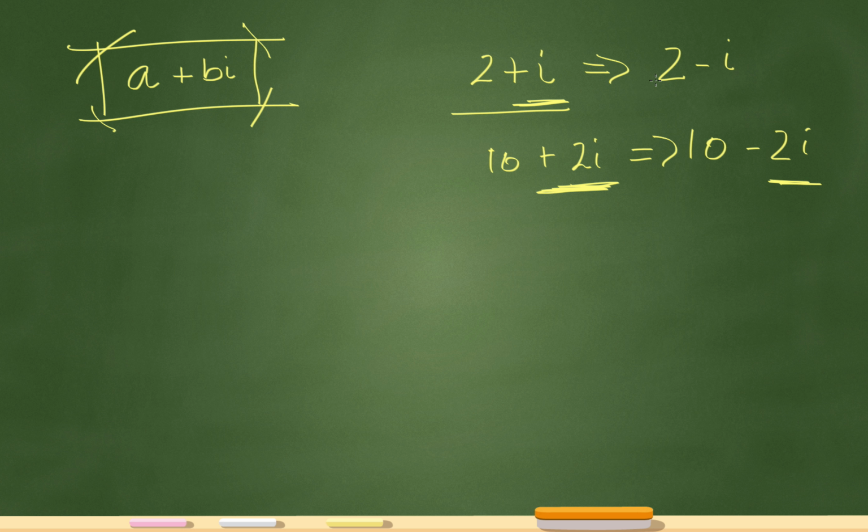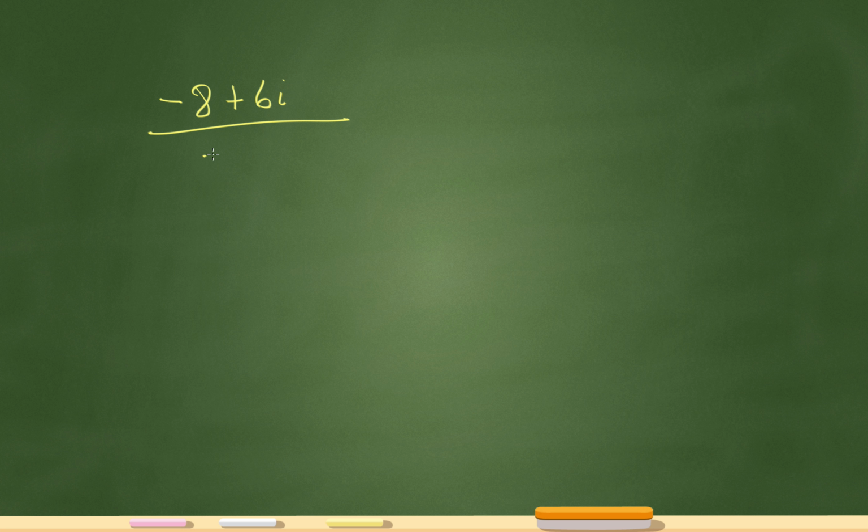And before I get to the third thing, let me bring the problem up now. So the problem is negative 8 plus 6i divided by 3 plus I. Remember, if it's in a fraction form, we want to put it in A plus BI format. So I'm going to rewrite that over here. And the way I do that is by multiplying the top and the bottom by the conjugate pair of the denominator. So here's my denominator, 3 plus I.